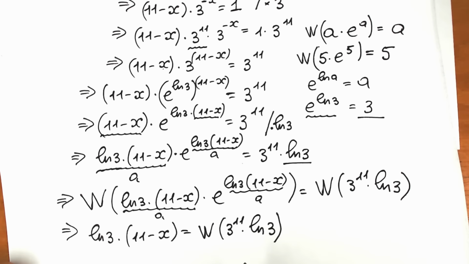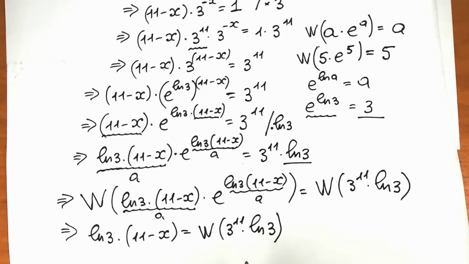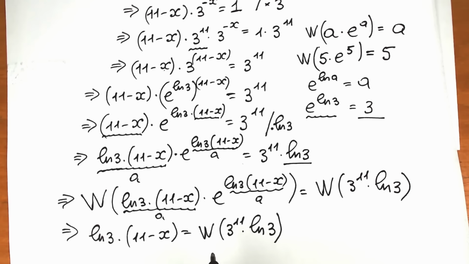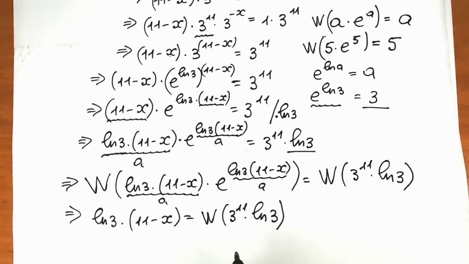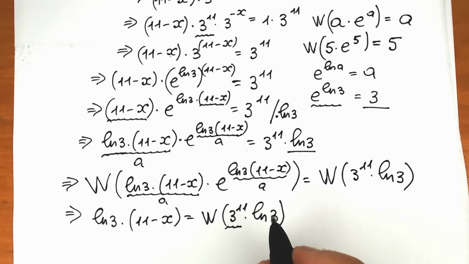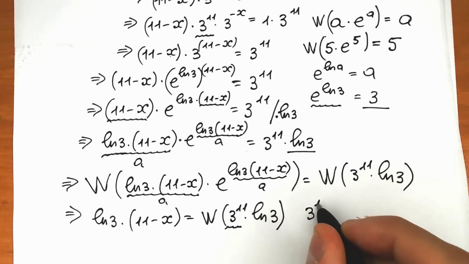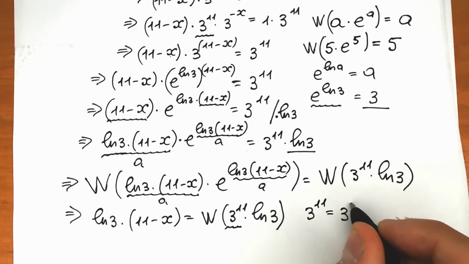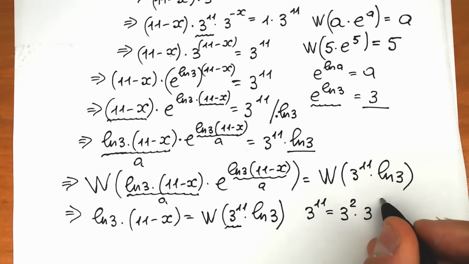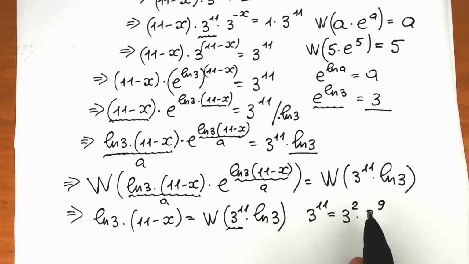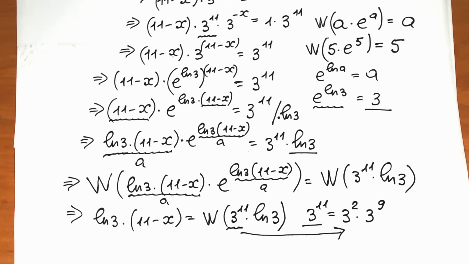Really great. Right now, let's simplify this a little bit because we need to find our x. We can't leave this question like that. We need to find our x from here. We have a complicated expression on the right side. But how can we work with this expression on the right side? Let's rewrite this 3 to the power 11 as 3 squared times 3 to the power 9, because when we add 2 and 9, we have 11.